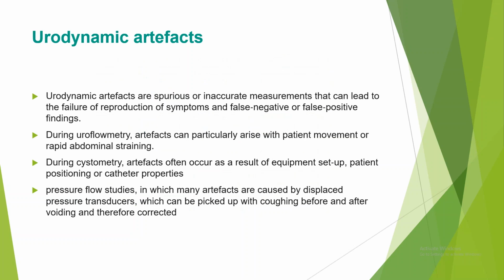So now, what are the artifacts? Artifacts are inaccurate or spurious measurements that can lead to failure of interpretation or false negative or false positive findings. Artifacts can occur during any phase. During uroflowmetry, if the patient moves or does repeated straining, if she has not been given privacy, if she is feeling embarrassed or having anxiety, she may move many times or strain. So it may give rise to some artifacts.